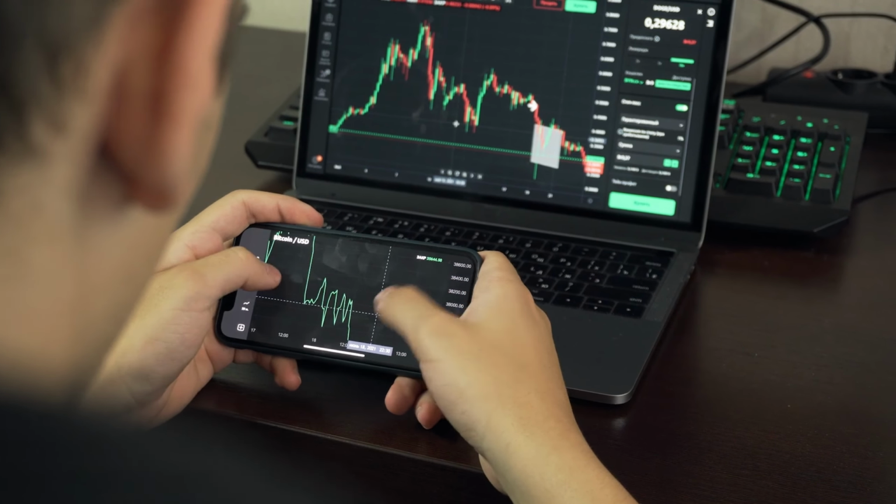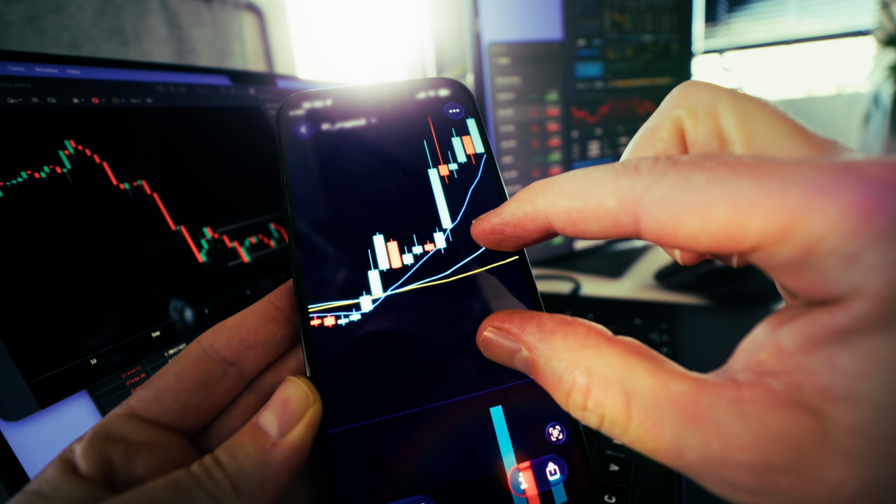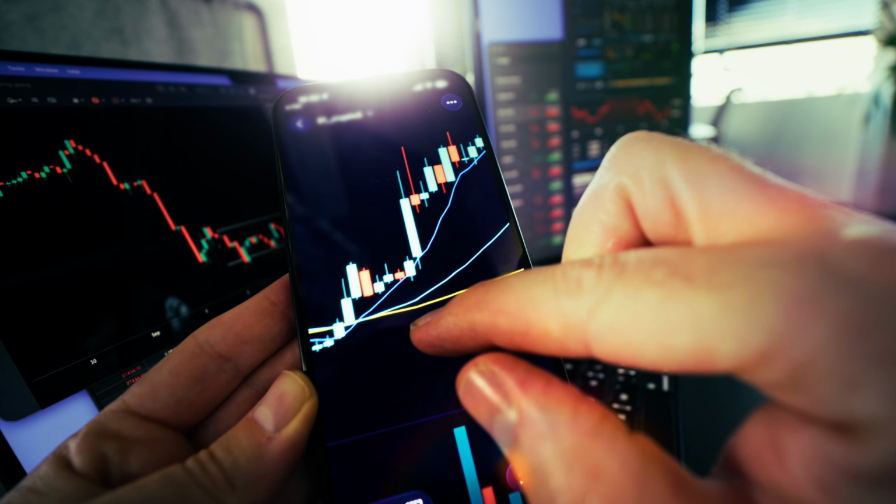Also, set your limits in advance. How many trades per day are you ready to open? After what loss will you stop? What amount are you not ready to exceed? This is discipline. And without it, even the most beautiful strategy may not work.